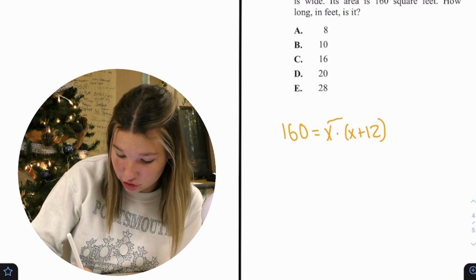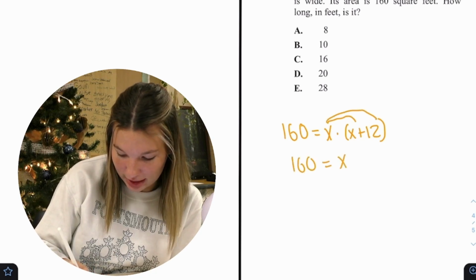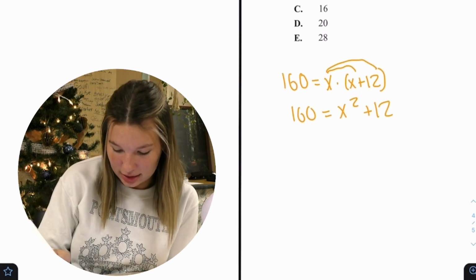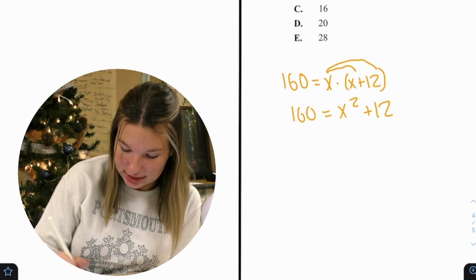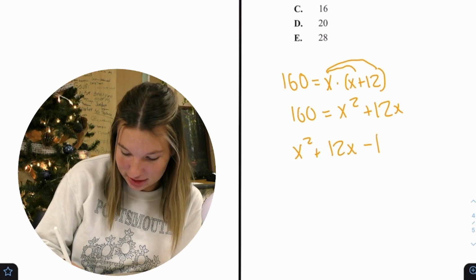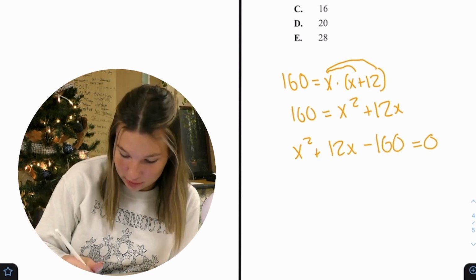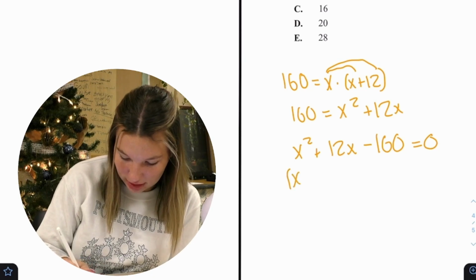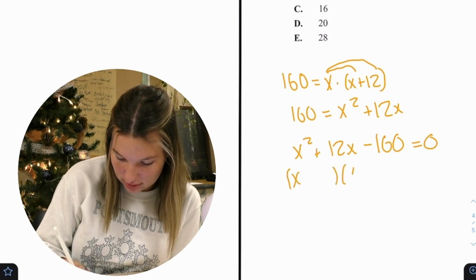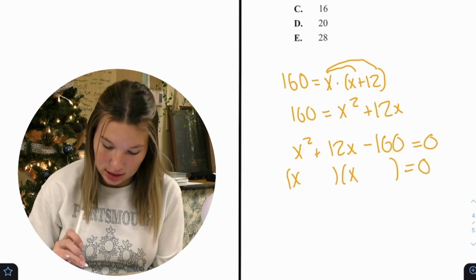Then you would need to distribute this x. So 160 equals x squared plus 12x. What I would do is subtract 160 from both sides, so that gives you x squared plus 12x minus 160 equals 0. Then you can factor this one out, so that means setting it up like this, equals 0. This will find your solutions.